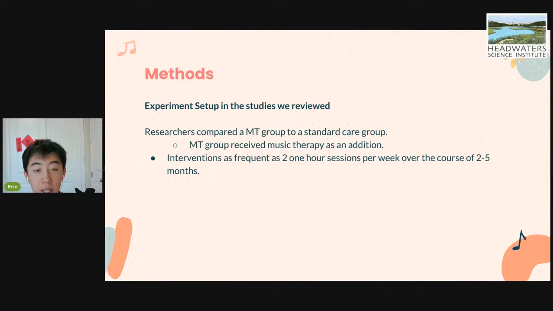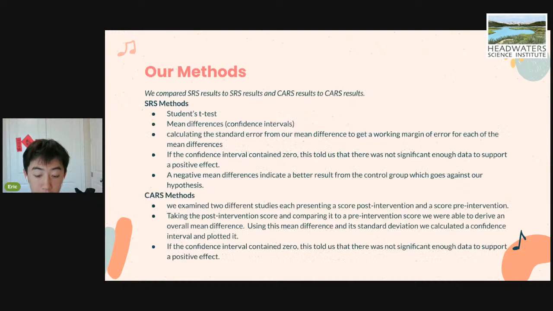So within these studies, the experimental setup had a music therapy group and a standard care group, where the music therapy group only received music therapy as an addition to the standard care, and the standard care was the control group. So these interventions of music therapy were as frequent as 2 1-hour sessions per week at max over the course of 2 to 5 months.